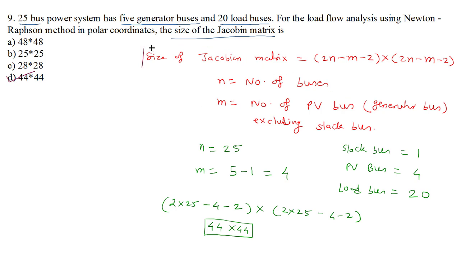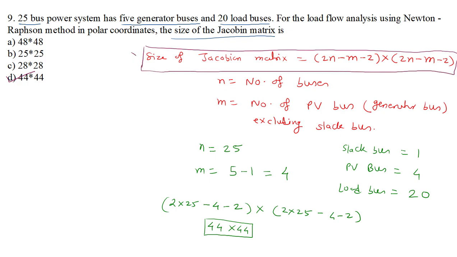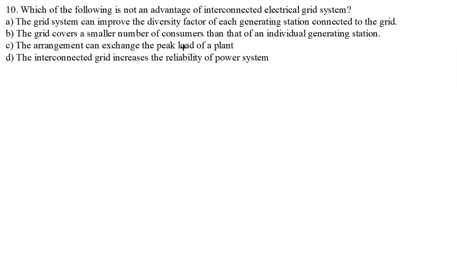So remember this particular relation, the size of Jacobian matrix. From this we have calculated. And one more important thing is, here we should exclude the slack bus while calculating the number of PV buses, that is the value of m. Moving to the next question, question number 10.